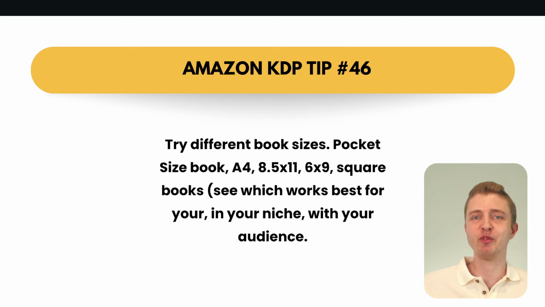Amazon KDP tip number 46 is try different book sizes. So try pocket size books, try A4, try 8.5 by 11, try 6 by 9 inches. Try different books to see what works for your niche. Sometimes every book in a niche is one particular size, and in some cases it can be really great to stand out and be different than the crowd.